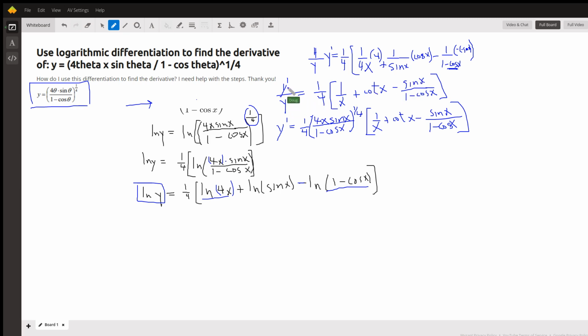And now here's the key to isolate y prime. We have to multiply both sides by y. And that's what this is right here. Okay, so it's 1/4 times y times what we had in the brackets up here. Okay, that's one way to write the formula for y prime, which is a formula for slopes of tangent lines to the graph of that function right there.